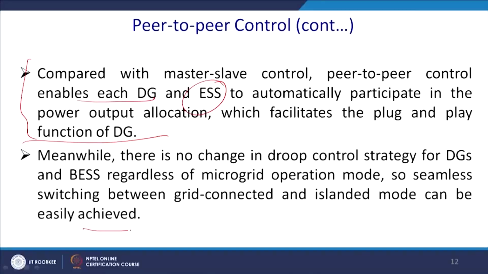So, seamless switching between grid connected and islanding mode can be easily achieved here, and that is actually less complex, because whenever there is a changeover from off grid to on grid, you have to change the mode of operation of the master controller. Here there is no requirement; since it works with the droop control method, it will continue to work in the droop control method.